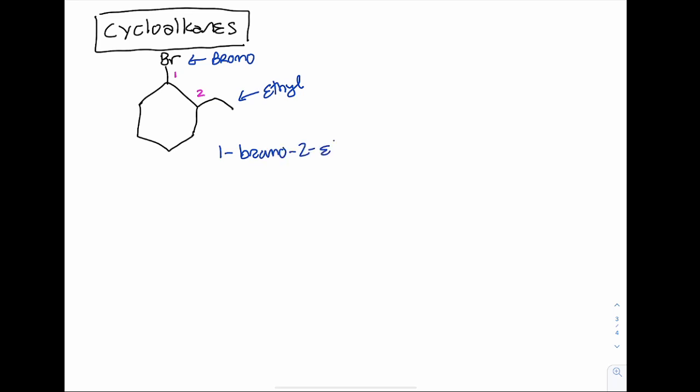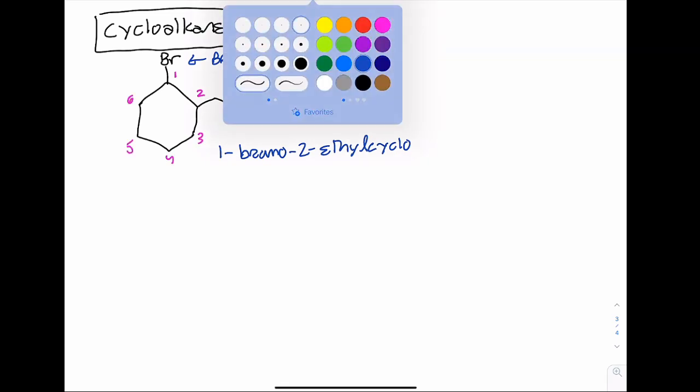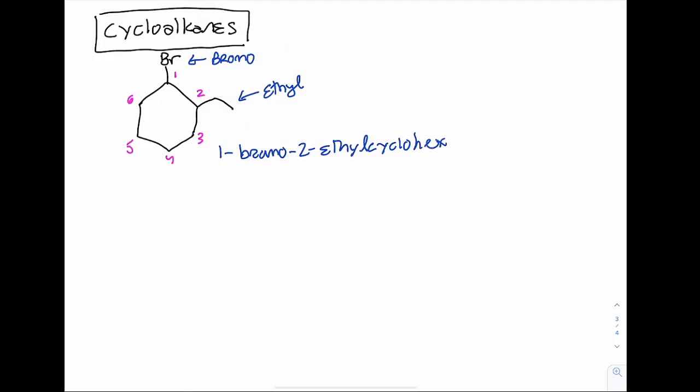2 ethyl. Make sure you put dashes between numbers and letters, and then cyclo, and then there's 6 carbons in that ring if I would have continued my numbering. 3, 4, 5, 6. 6 is hex, and it's an alkane. So 1 bromo, 2 ethyl, cyclohexane would be our name for this one.